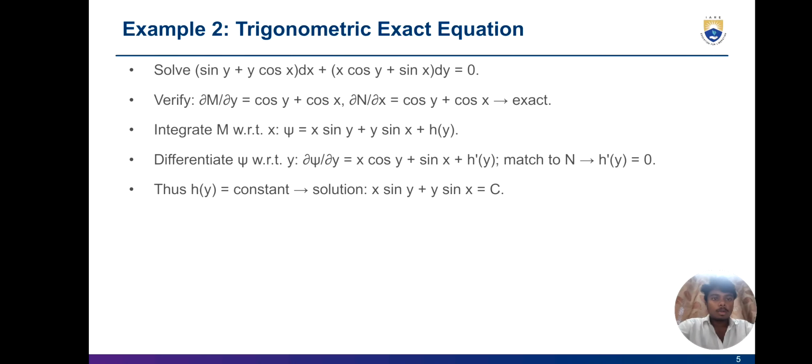In example 2, trigonometric exact equation. Solve (sin y plus y cos x) dx plus (x cos y plus sin x) dy equal to 0. Verify ∂M/∂y equal to cos y plus cos x. ∂N/∂x equal to cos y plus cos x, which is exact. Integrate M with respect to x and differentiate with respect to y. Thus h(y) equal to constant. Solution is x sin y plus y sin x equal to c.